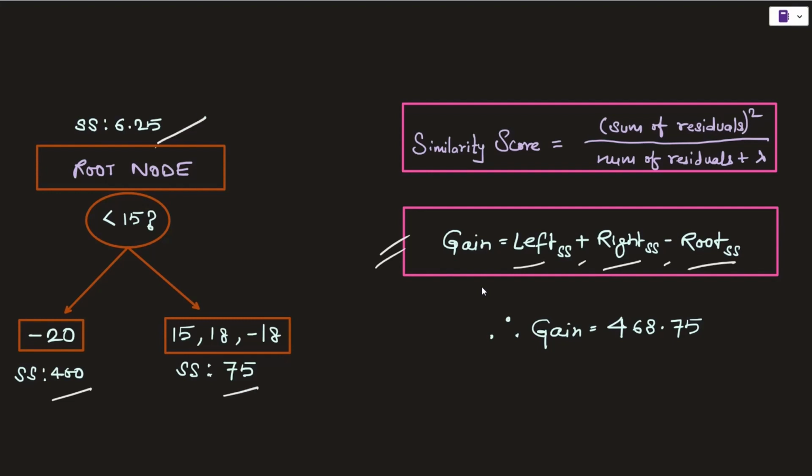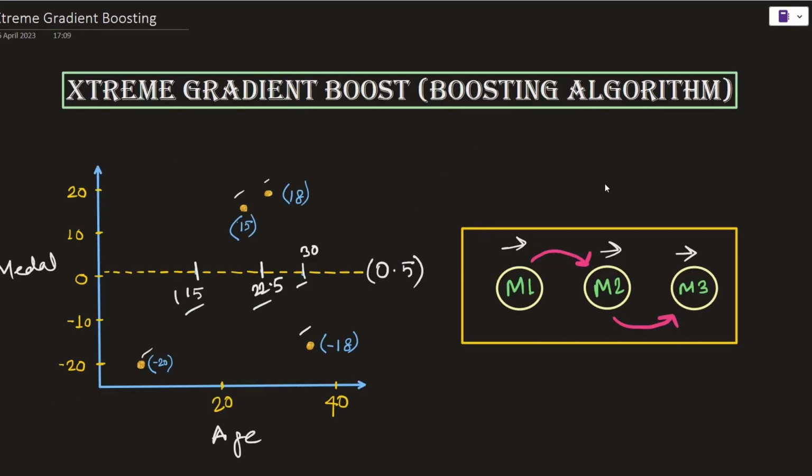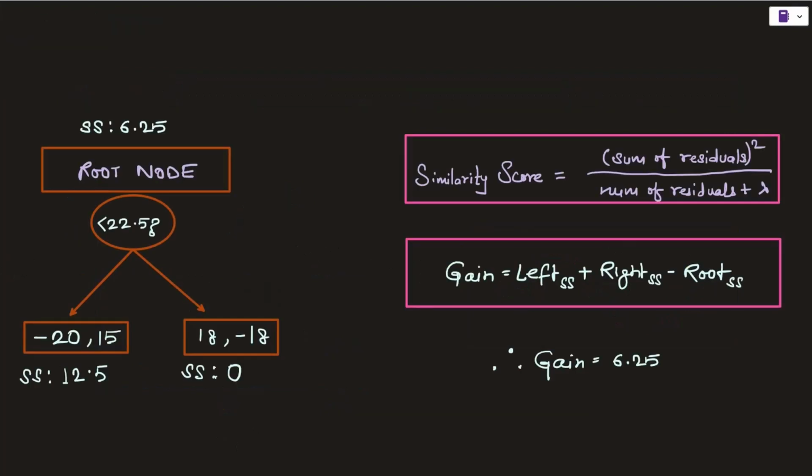If you do the maths, you will get a final value of 468.75. So this is the gain when we are using the condition of age less than 15. And after checking with the age 15, we will check the same thing with age 22.5 and age 30. And finally, we will compare which split is doing the best. So when we are checking with the condition of age less than 22.5, the gain is 6.25.